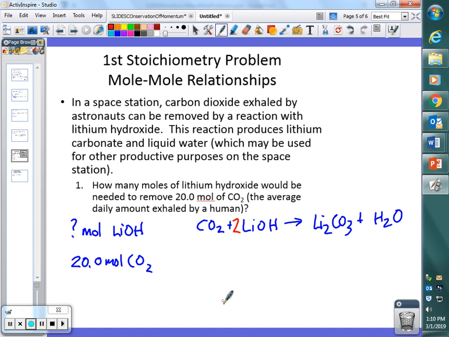Let's go oxygen. How many total oxygens on the left? 4. 2 here, but then 2 here as well, right? Because we get 2 of those molecules, right? How many total on the right? 4. All right. So we're good now.